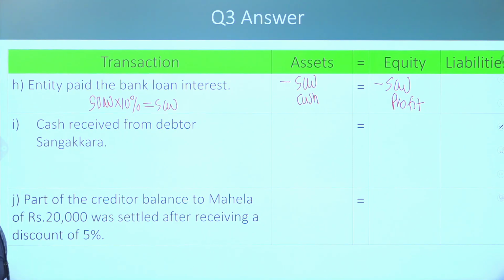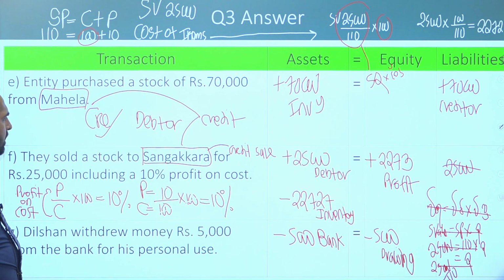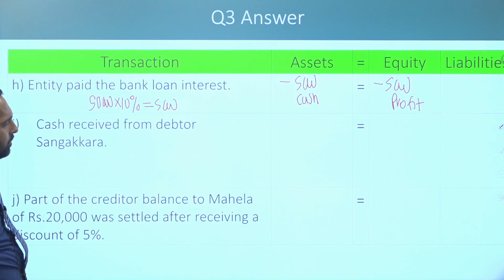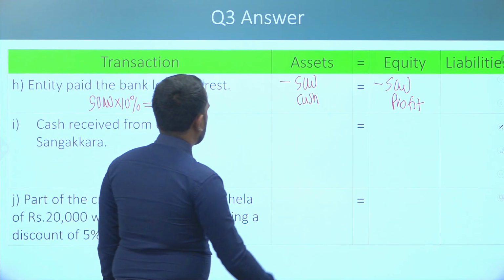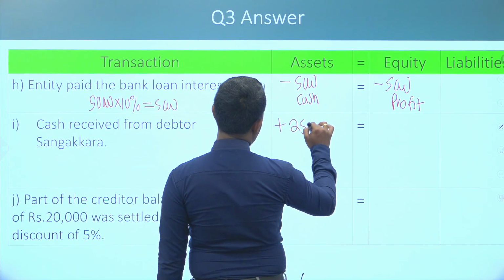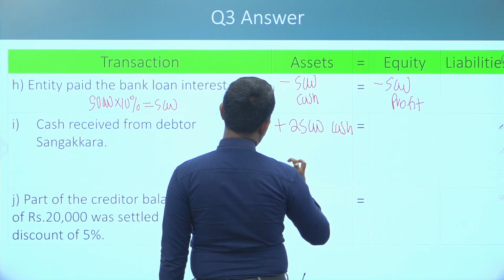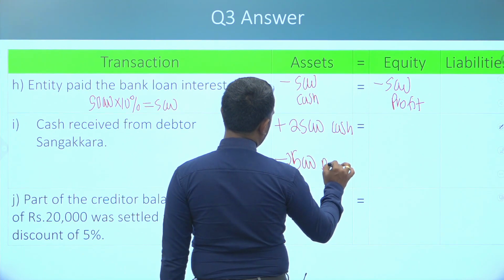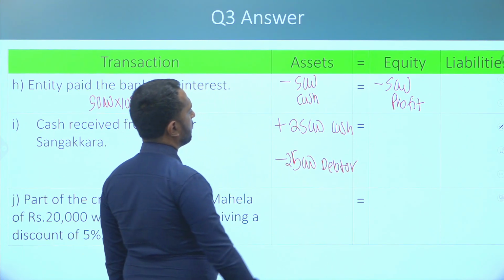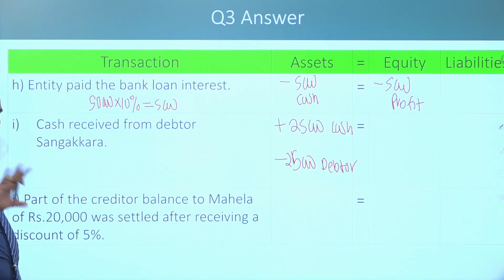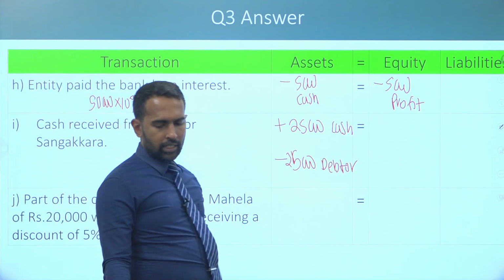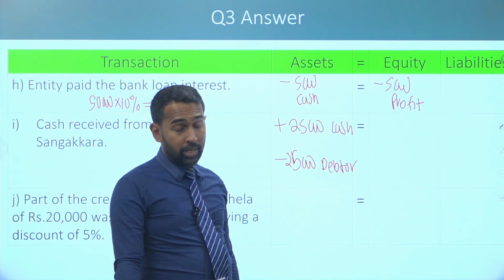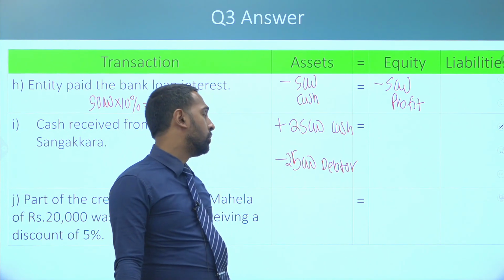Right. Part I of the question, cash received from the debtor Sangakkara. We made a credit sale to Sangakkara and received 25,000. So on one side my cash goes up by 25,000 from Sangakkara, and the debtor, I was supposed to receive 25,000 from Sangakkara, no? Right? So my debtor is coming down. We keep Sangakkara separately, we consider it to be the debtor. So I'm getting cash, my debtor comes down.